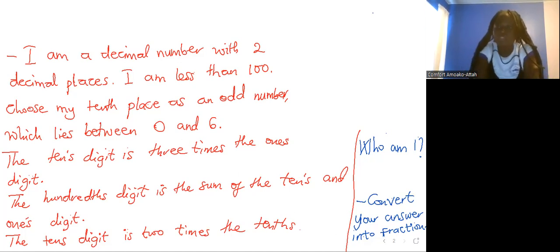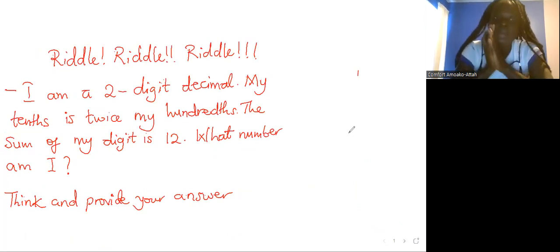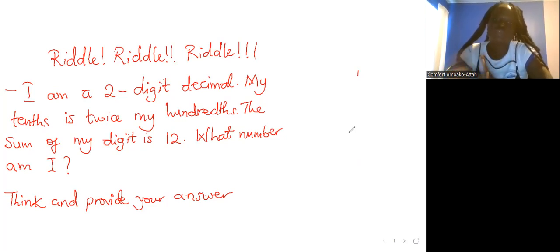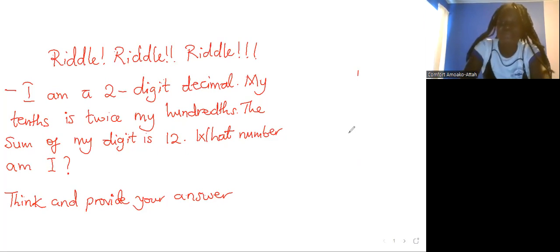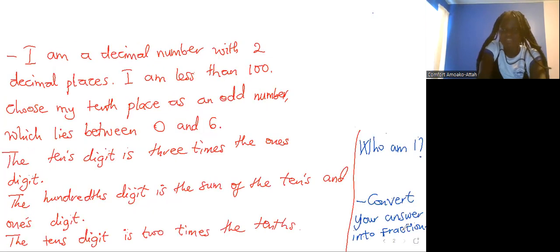Okay, I have another one to share. Let's look at it. I'm a 2-digit decimal. My tenths digit is twice my hundredths digit, and the sum of my digits is 12. What number am I? Think and provide your answer. If you are smart enough, compare your answer to mine after the class because I'm going to provide the answer there. All right, now let's come to today's business.